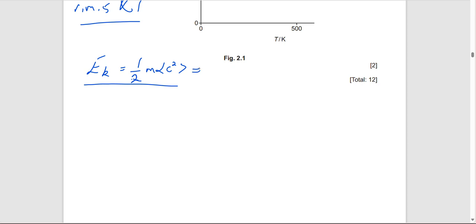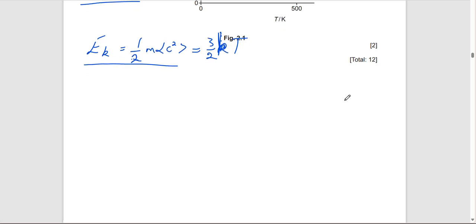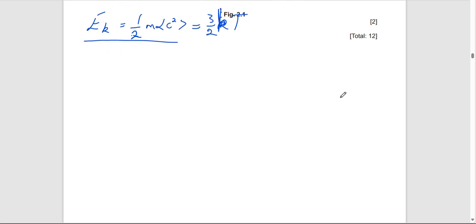Is then equated to 3 over 2 kT, like that. Okay. Let me show you how you derive that equation. So remember, we have our PV is equal to nkT, right? That's equation 1 that we have.